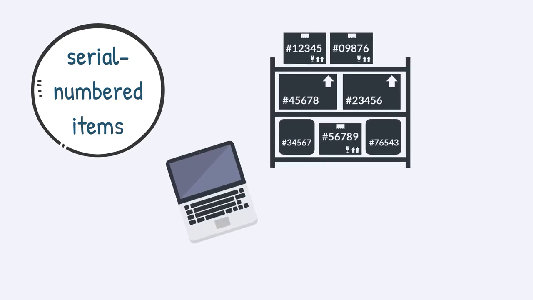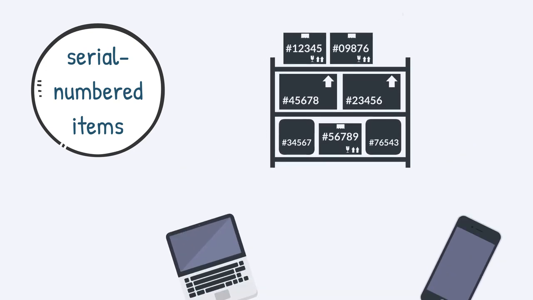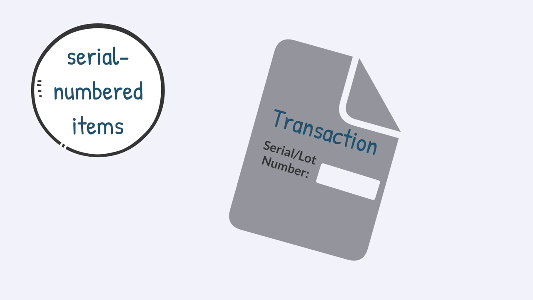Inventory like laptops or cell phones would need to be serial numbered. When you create a transaction for a serial numbered item, you would need to put the serial number of the item in the serial lot number field to connect the exact item with the transaction.